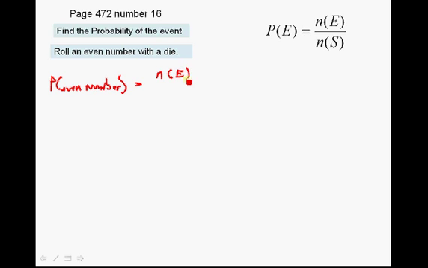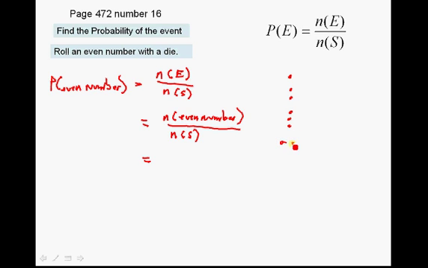And over the total sample, if we fill this in, it's the probability that the event is an even number over the number of items in the sample. And the probability of an even number, well, if it's a die, you've got a 1, a 2, a 3, a 4, a 5, and then a 6.